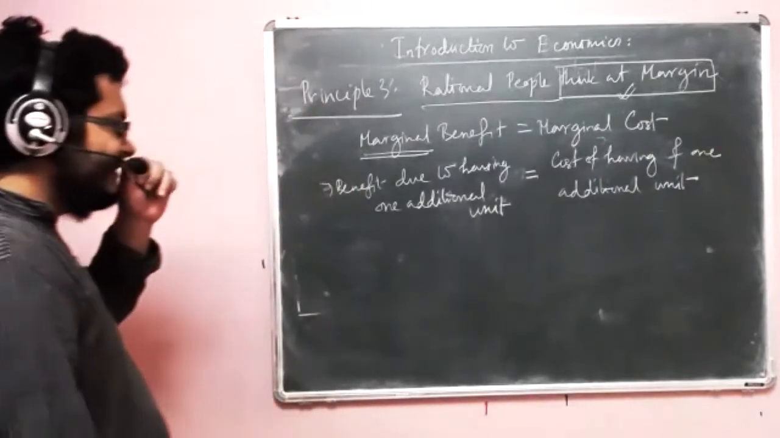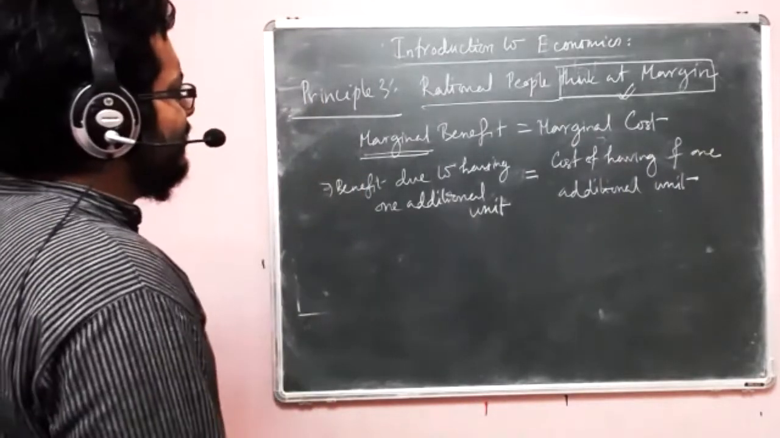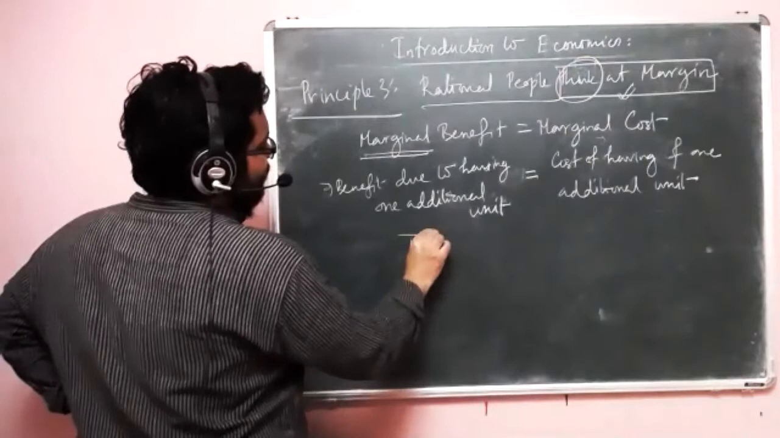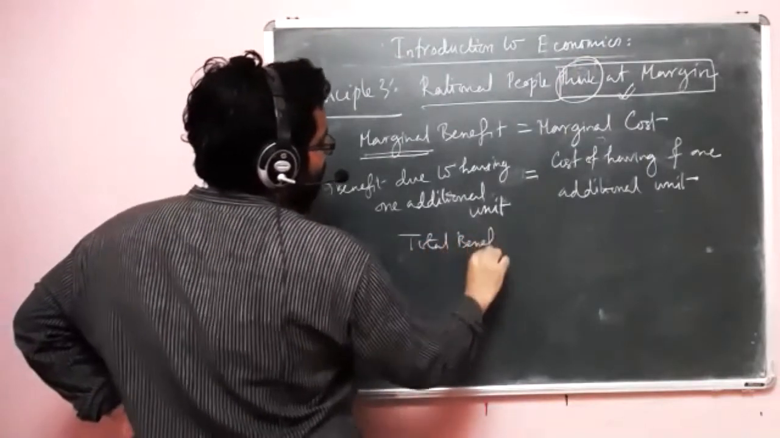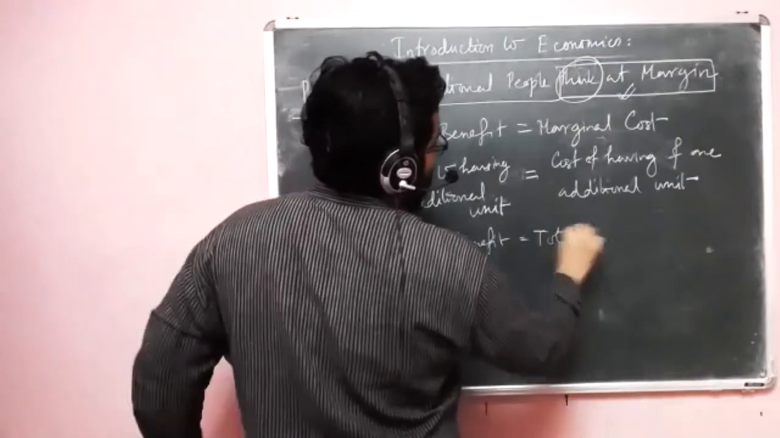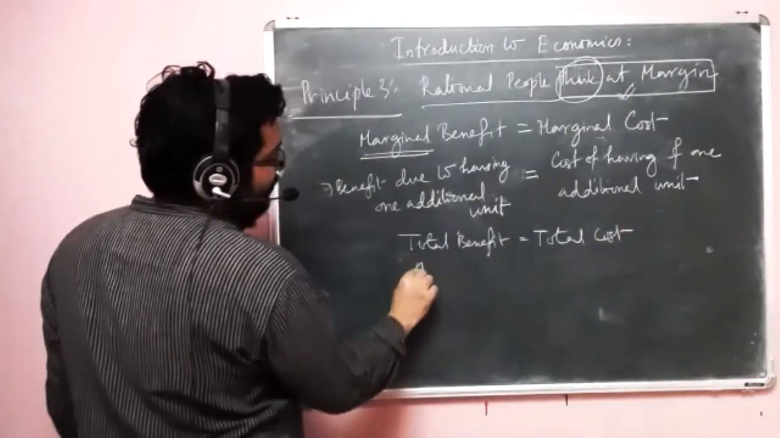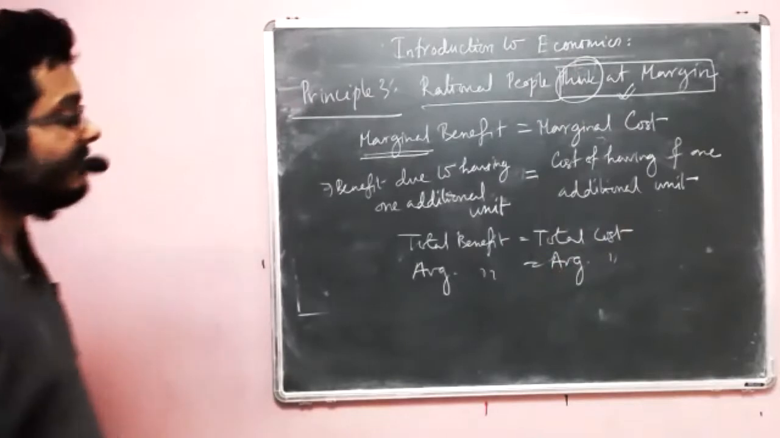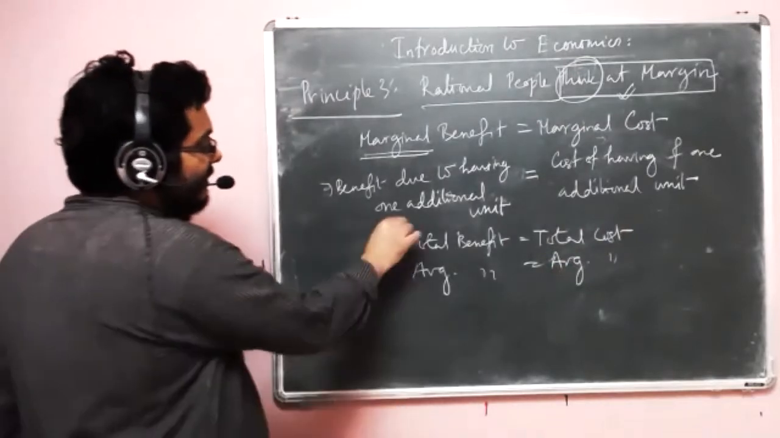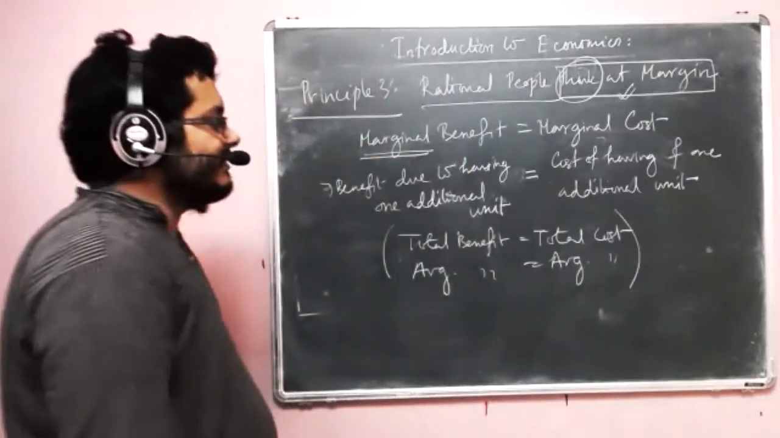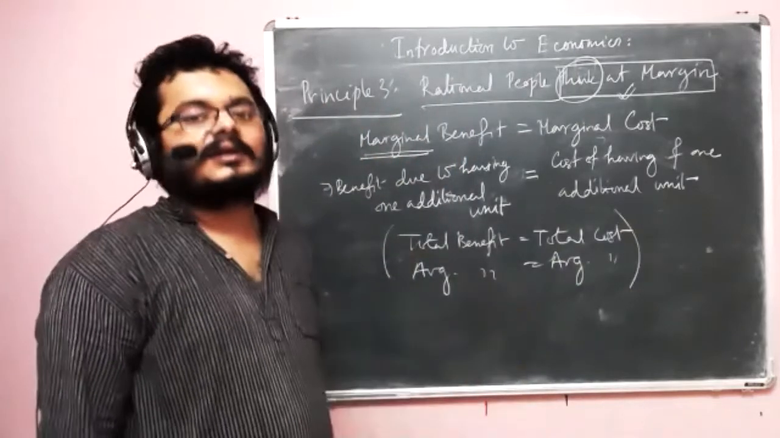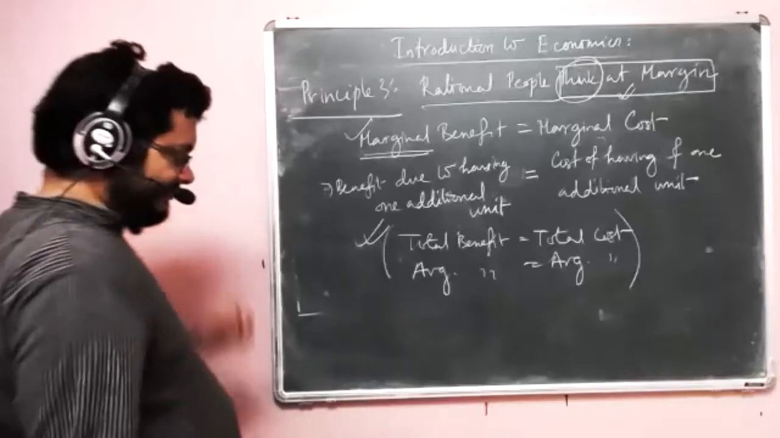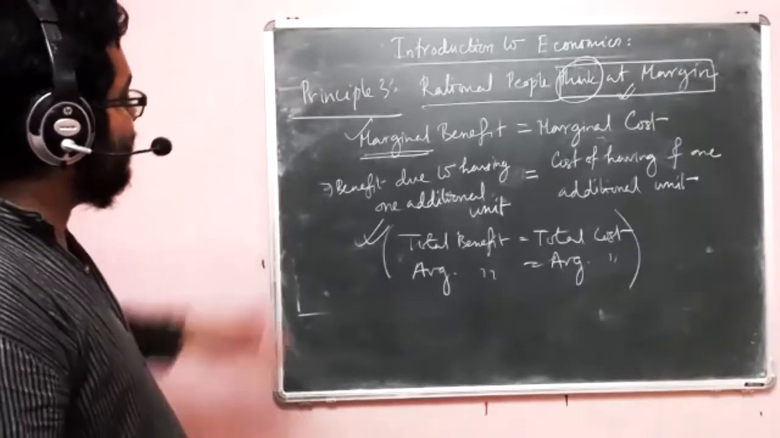Okay. Now think of this. There can be other ways of doing it also. There can always be other ways of thinking. For example, we can think in terms of total benefit equals total cost. We can also think about average benefit equals average cost. And the point is that there is no way that we can say that this one is better and these are not. There is no universal way through which you can say that.